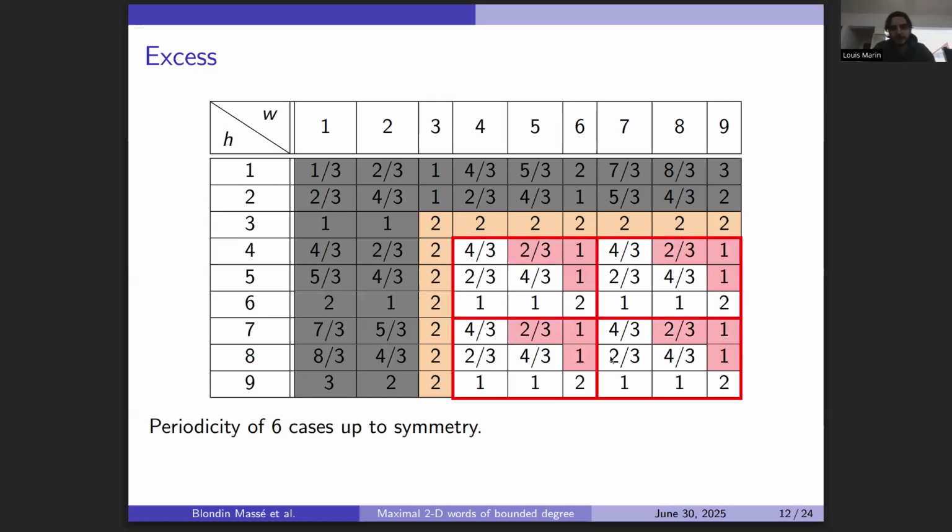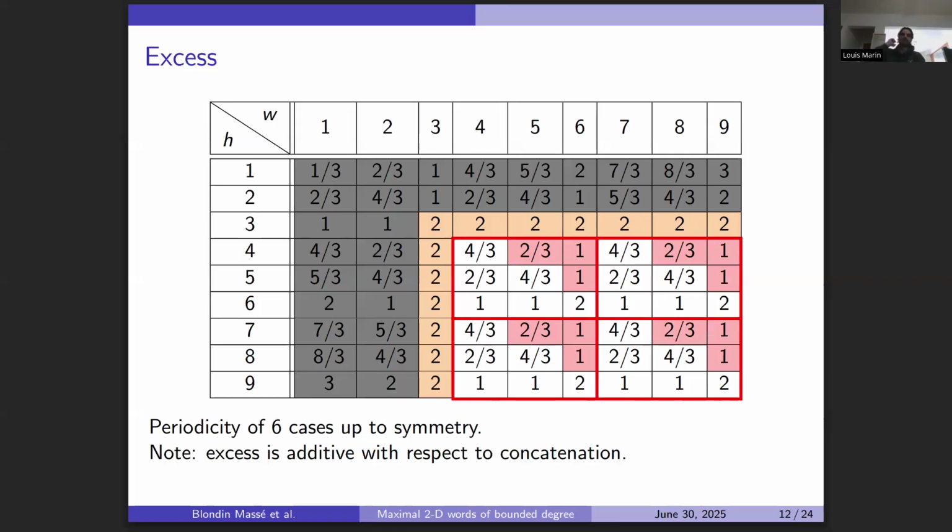And also, of course, up to symmetry, we can remove those cases because they're the same as those 3 cases. So basically, for the cases where both of the dimensions are large, there's only 6 cases to check up to symmetry. So those are the 6 cases. But we also need to, of course, take care of the cases where one of the dimensions is a bit lower.